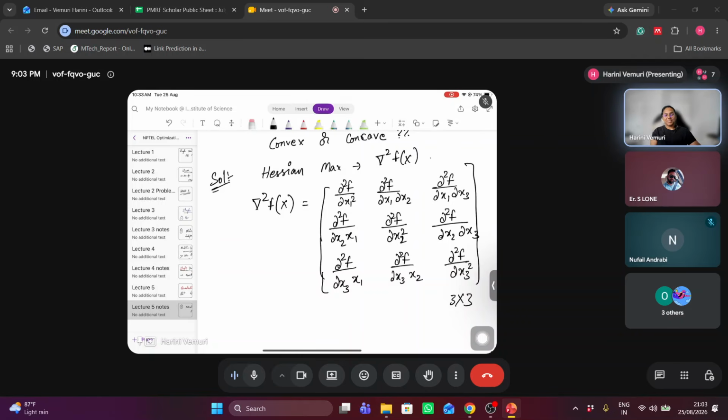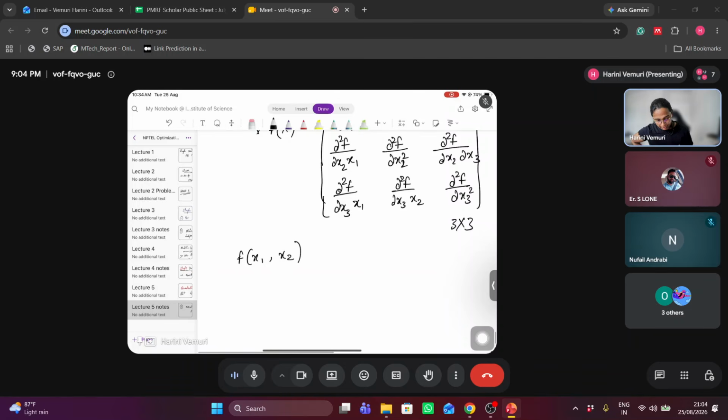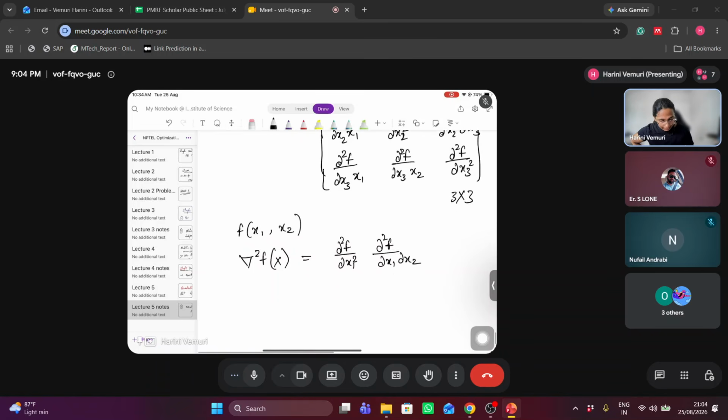No, okay. So first let me write if it's in terms of x1 comma x2. How are you writing dou square function? Dou square f by dou x1 square, dou square f by dou x1 dou x2. Then actually what we should be writing is dou square f by dou x2 x1, then it will be dou square f by dou x2 square. This is how the 2 by 2 Hessian matrix looks like. This one you know, right? How we'll be doing?